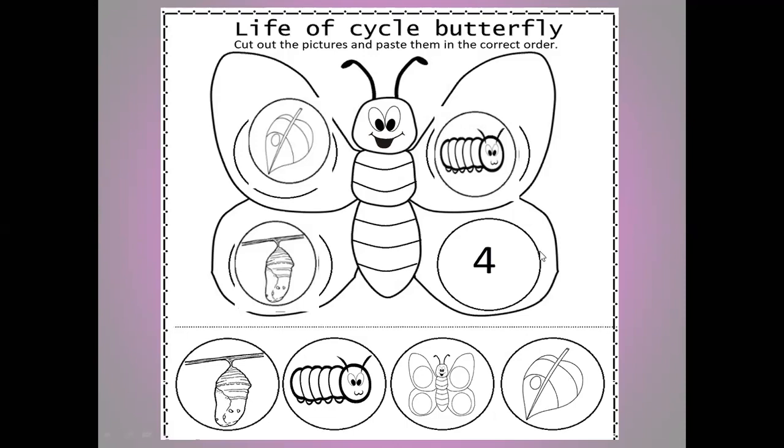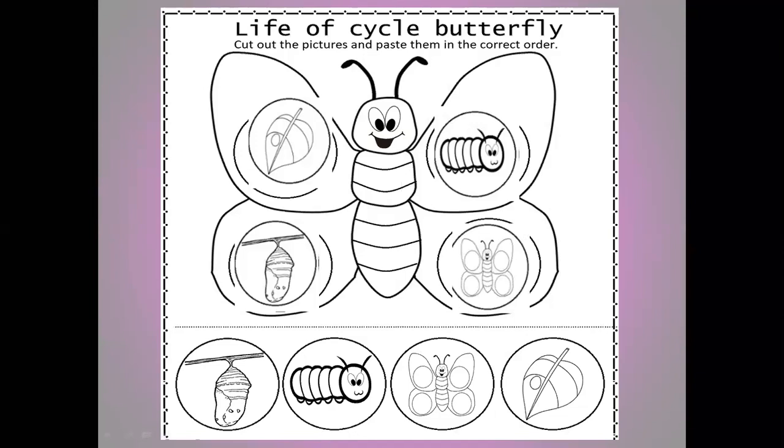Who is this, Mimi? Malik, unmute yourself, sweetie. Malik, can you tell me what will come on the fourth stage from the given pictures? Butterfly. Yes, you're right. The butterfly comes. Good job.